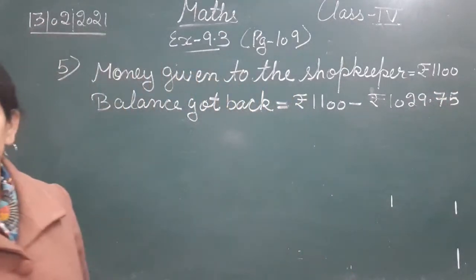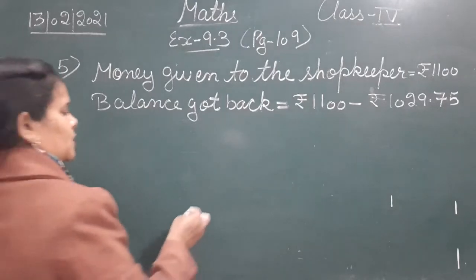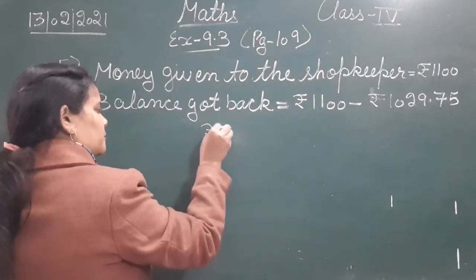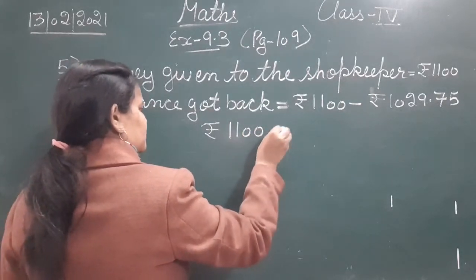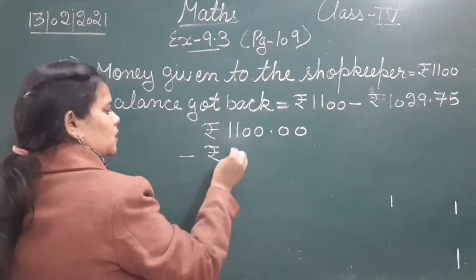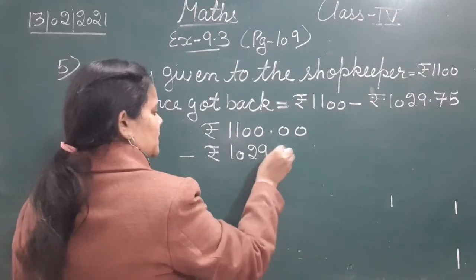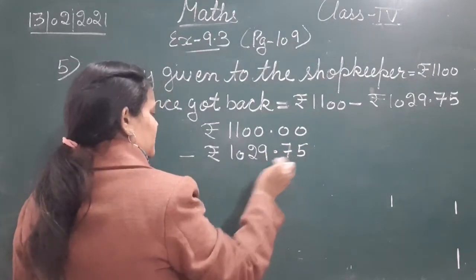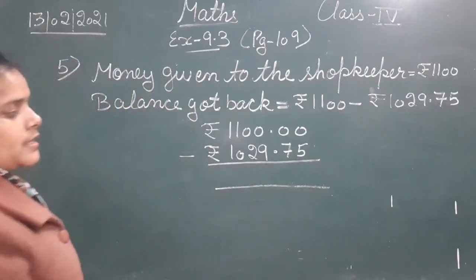Okay, so we will do it like this. So we will subtract 1029 rupees 75 paise from 1100. Okay, so let's subtract 1100 rupees minus 1029 rupees and 75 paise. Okay, so let's calculate it.